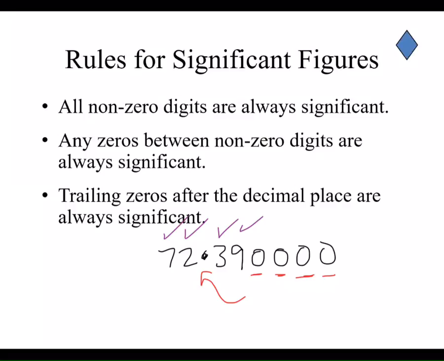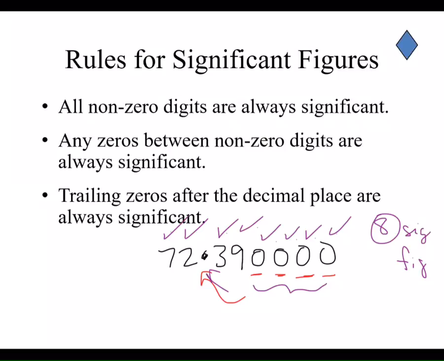And now according to this rule, I'm going to go ahead and put check marks over these 4 zeros that are trailing after the decimal. So wow, I definitely have more than 5 here. I have 1, 2, 3, 4, 5, 6, 7, 8. I have 8 sig figs. That's a lot of sig figs.